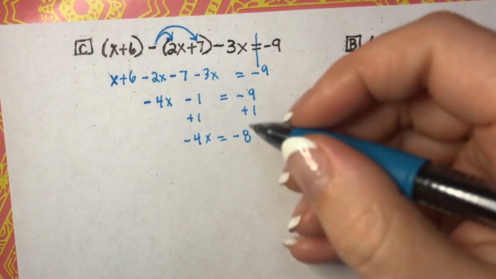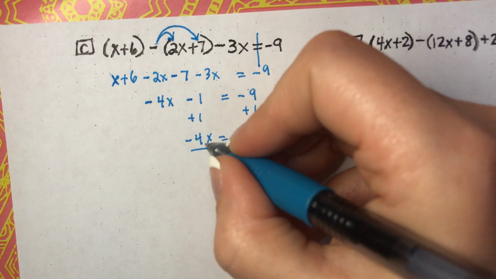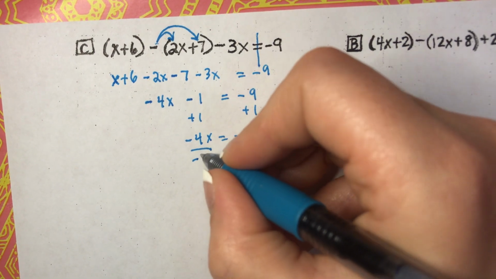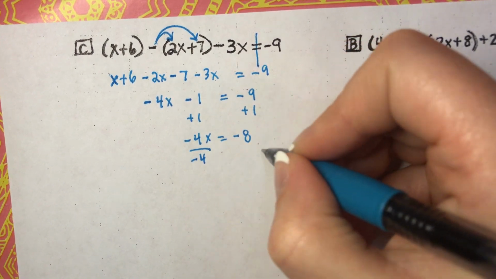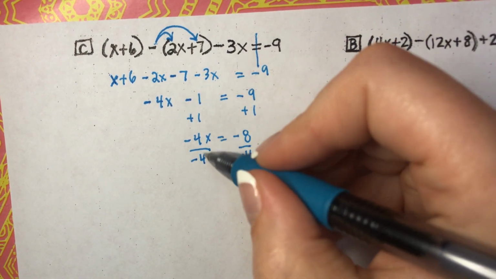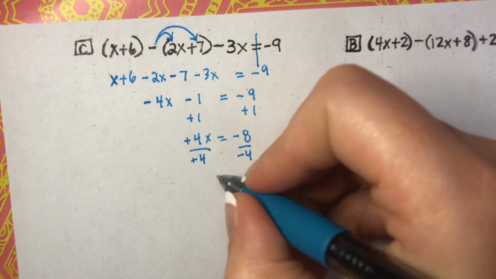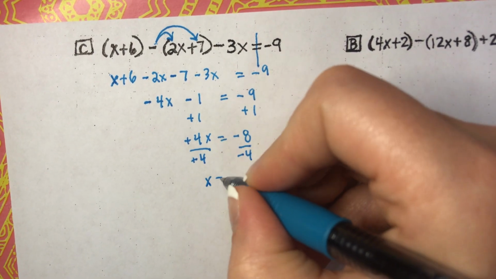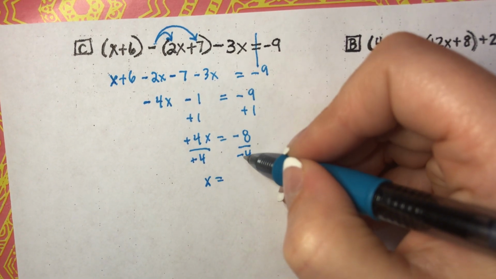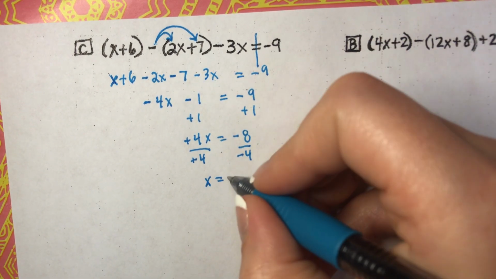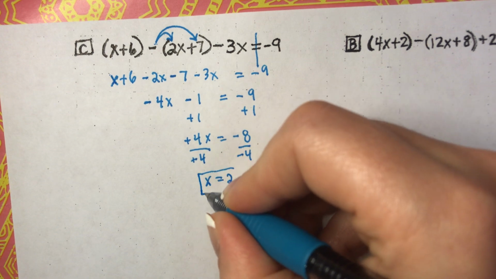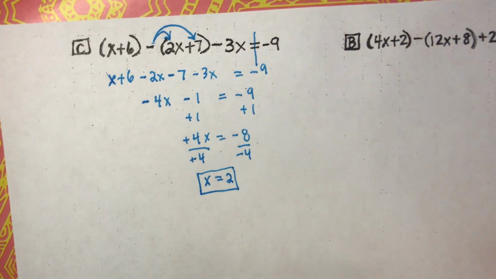And then we want to get x by itself, so we need to do the inverse operation of multiplication, which would be division, because it's negative 4 times x. So we're going to divide negative 4 to both sides. A negative divided by a negative is a positive. 4 divided by 4 is 1. 1 times x is just x. A negative divided by a negative is a positive. 8 divided by 4 is 2. Oh my goodness, all of that for just an answer of 2?